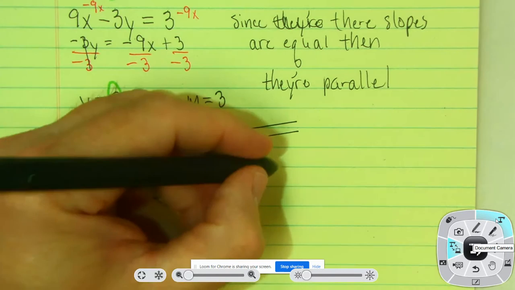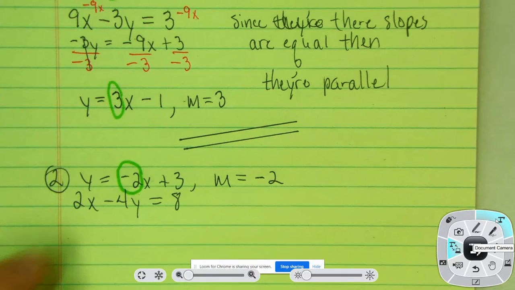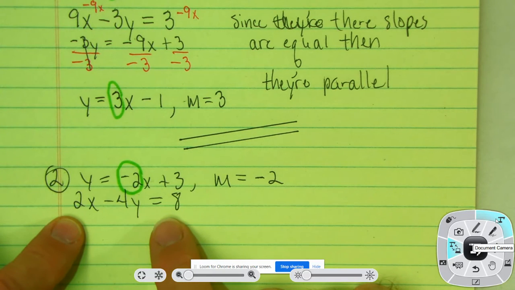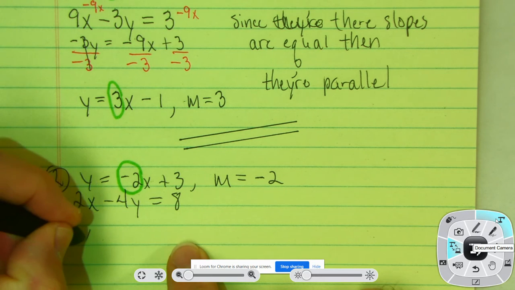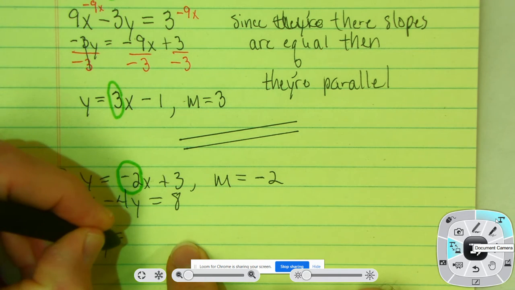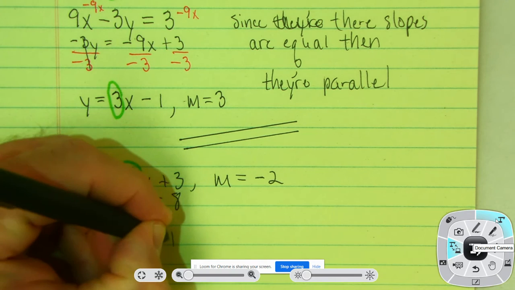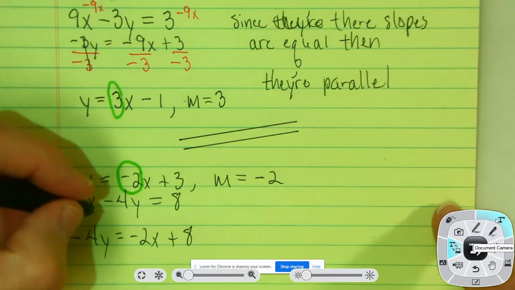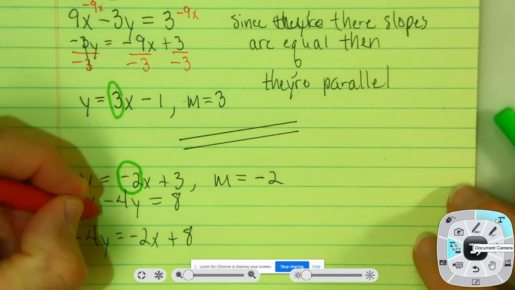But you're right. My next step is to say, okay, I've got this 2x minus 4y equals 8, and I need to put it in slope-intercept form. The first step to do that is to subtract 2x from both sides. So it's going to be negative 4y is equal to negative 2x plus 8. All I did was subtract 2x all the way through.